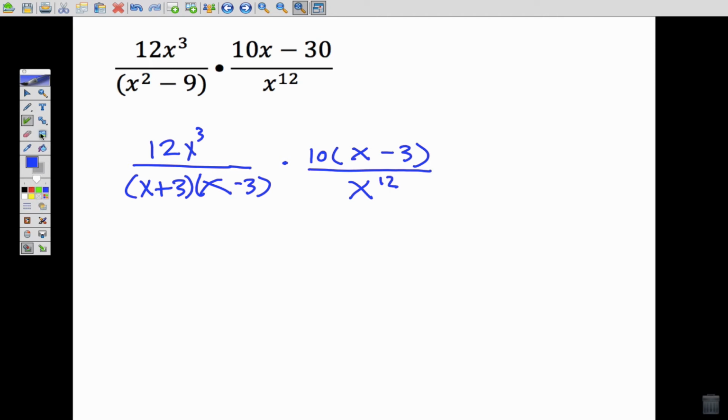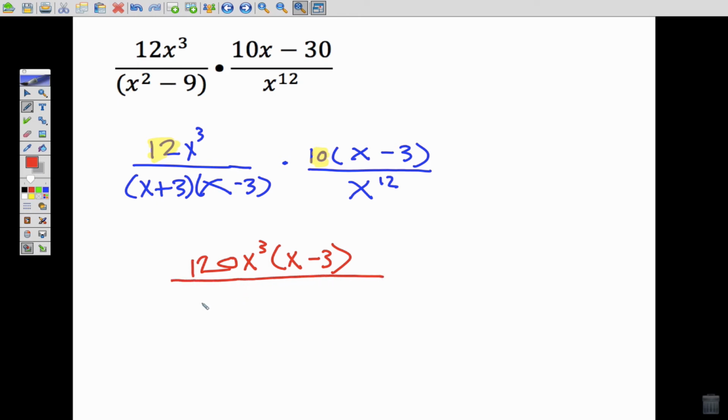The first way is to not simplify anything ahead of time, but just multiply across the top. So we're going to multiply the 12 and the 10 together, and that gives us 120. And then we have an x to the third that we're multiplying, and we have an x minus 3 that we're multiplying. Some students say we just put them all together. Well, we're multiplying them all, and when I list out 120 and then x to the third, I'm representing 120 times x to the third times x minus 3. So I am multiplying those.